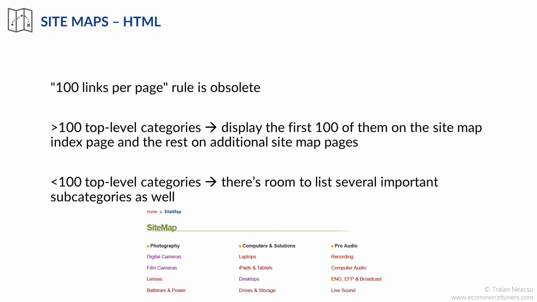If you have fewer than 100 top-level categories in the catalog, you will have room to list several important subcategories as well, as you can see in this screenshot. The top-level categories are photography, computers and solutions, and pro audio. Since this business has a limited number of top-level categories, there is room for several subcategories, for example, digital cameras, laptops, or recording.